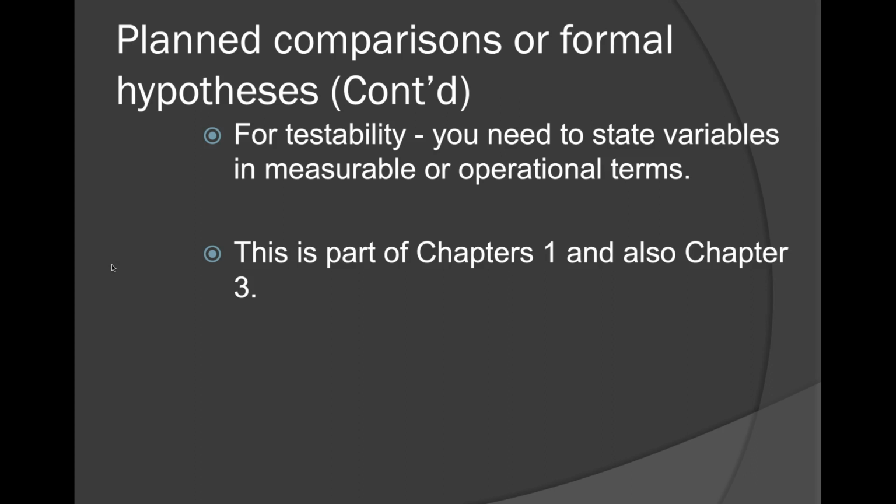And this measurability and operational terms are going to be parts of chapters 1 and 3, because in chapter 1, you're going to write your hypothesis and you're going to write your definitions. In chapter 3, you're going to write your methodology, which comes back to your hypothesis, and what exact things you're going to use in terms of tests, scales, interviews, surveys, etc. Right now, we're just going to be working on chapter 1 and writing the hypothesis, which is enough.